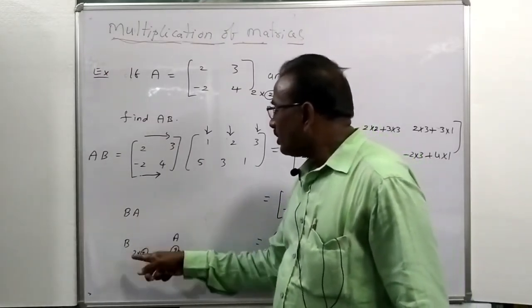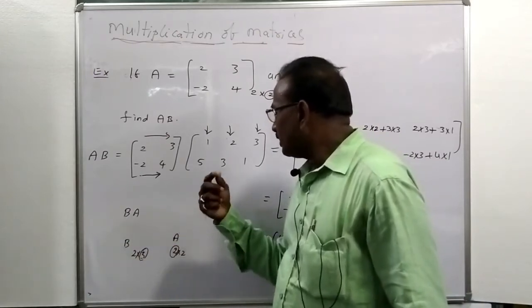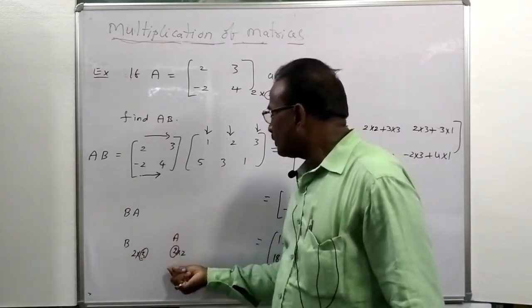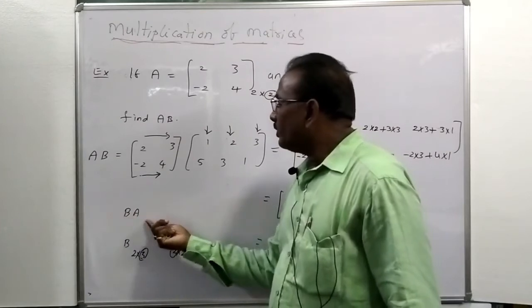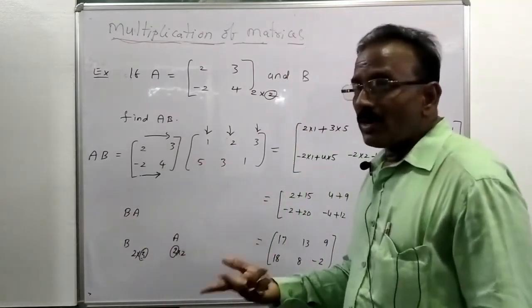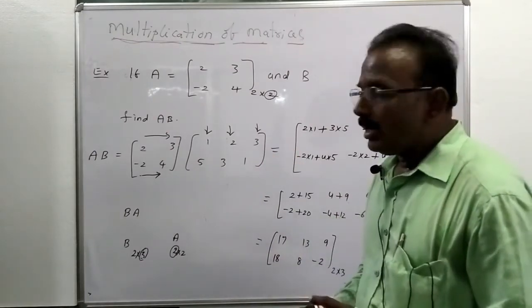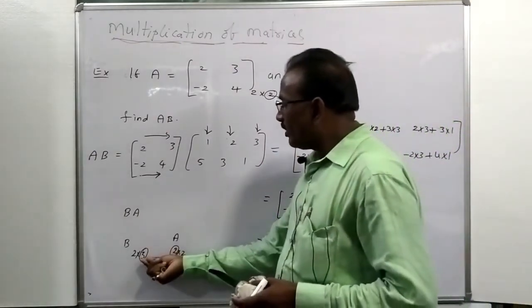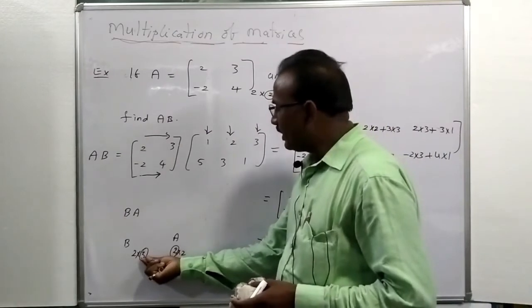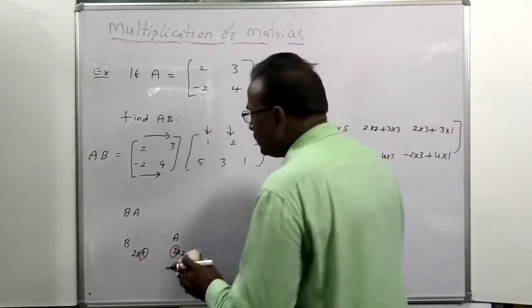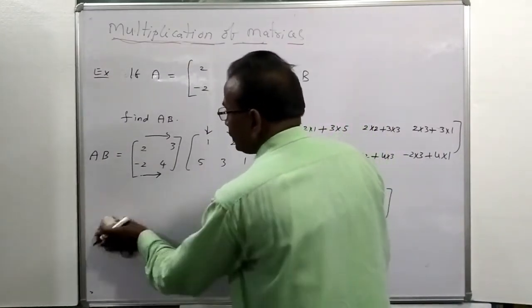That means the number of columns of the first matrix is not equal to the number of rows of the second matrix. Therefore B into A is not defined, does not exist. Only AB exists, BA does not exist, because the number of columns of the first matrix is not equal to the number of rows of the second matrix. BA does not exist.